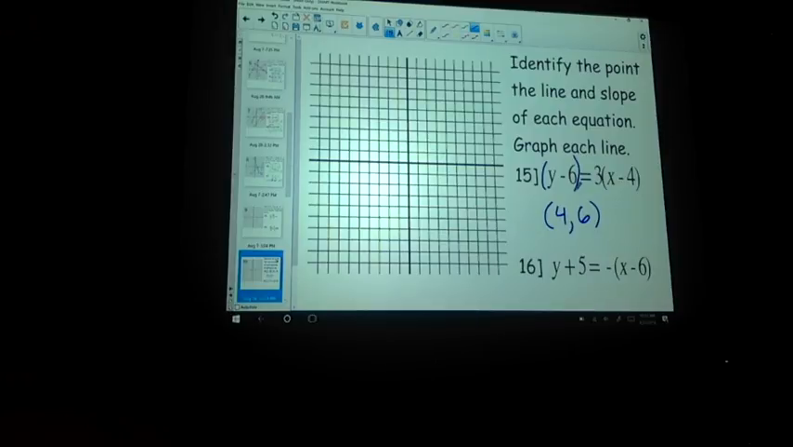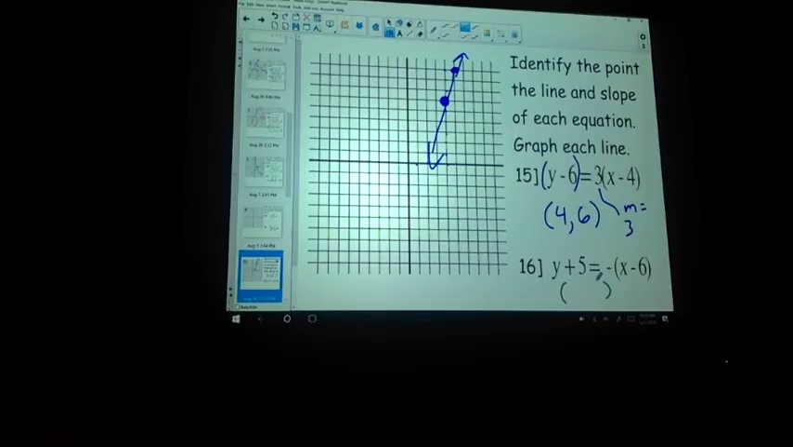And then, anyone know the slope? 3. So is this increasing or decreasing? How do we know? Well, it's positive slope. So 1, 2, 3, 4, 1, 2, 3, 6. From that point, I'm going to go up 3 and right 1. And lo and behold, we have this increasing function.